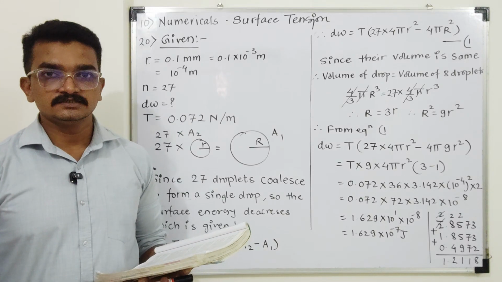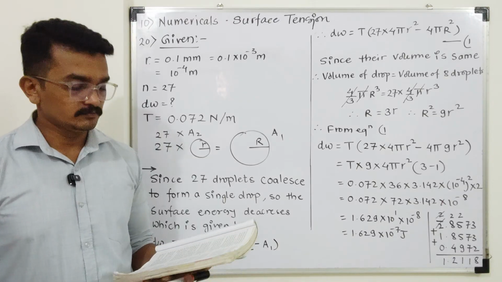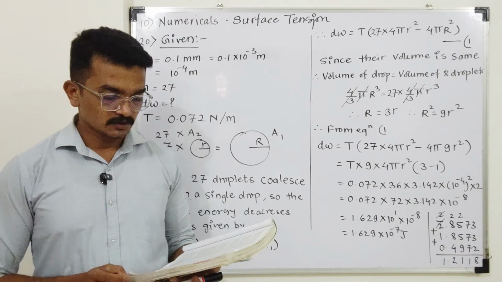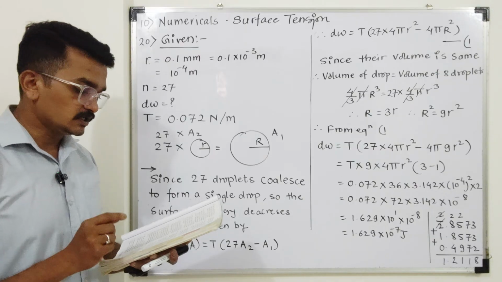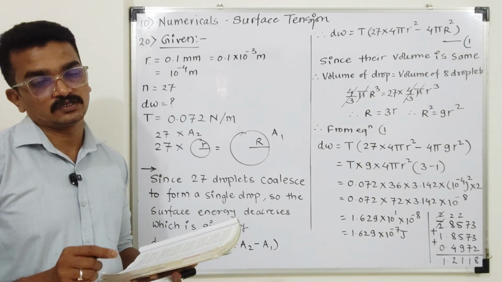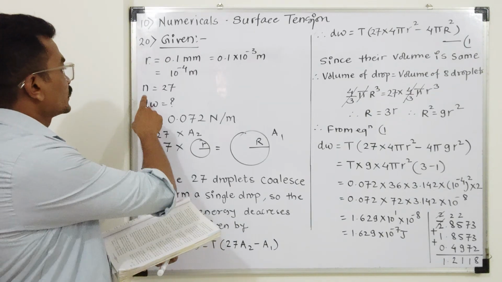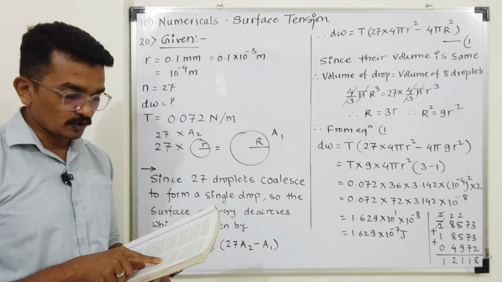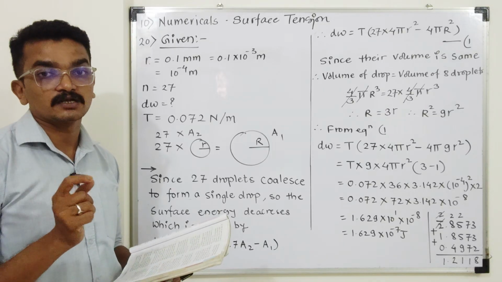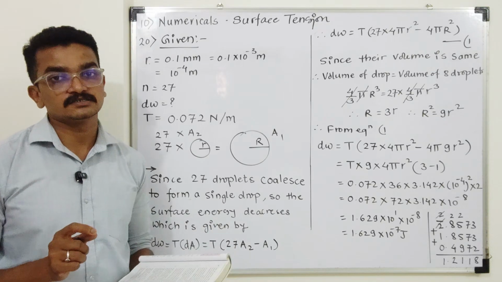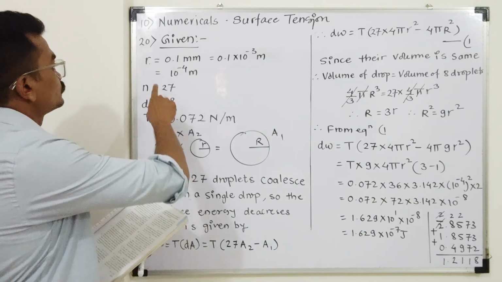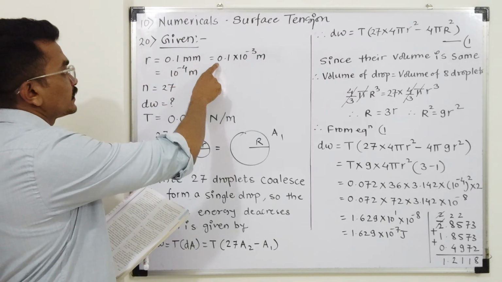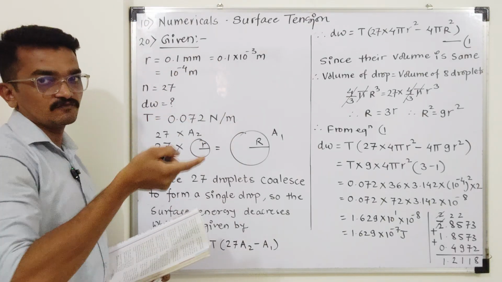Okay guys, so now let's discuss the next IMP problem, problem number 20. The problem is 27 droplets of water. So there are 27 droplets, therefore n is equal to 27. Each of radius is 0.1 mm. Since there are droplets, their radius is considered as small r. So small r is 0.1 mm, where mm stands for millimeter.